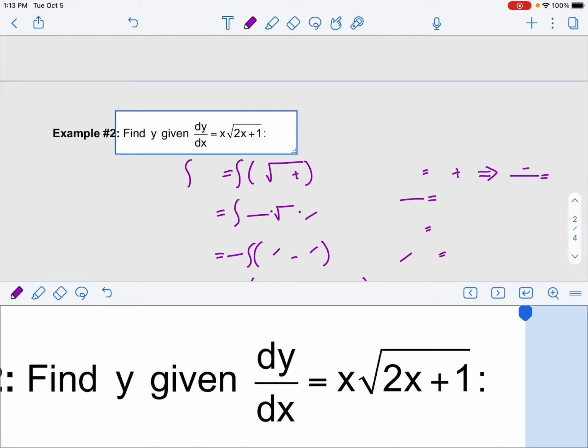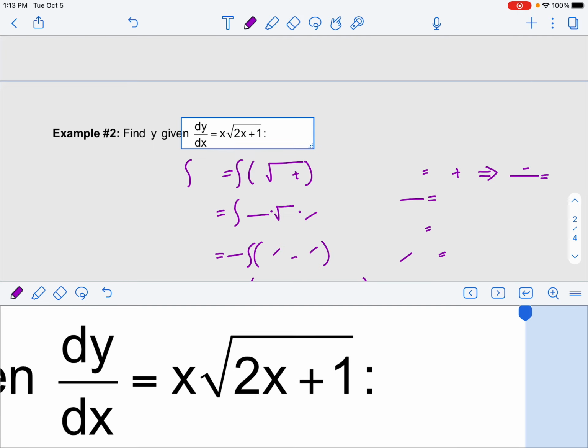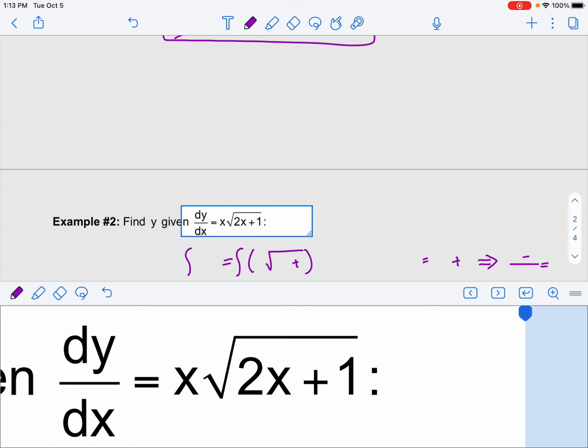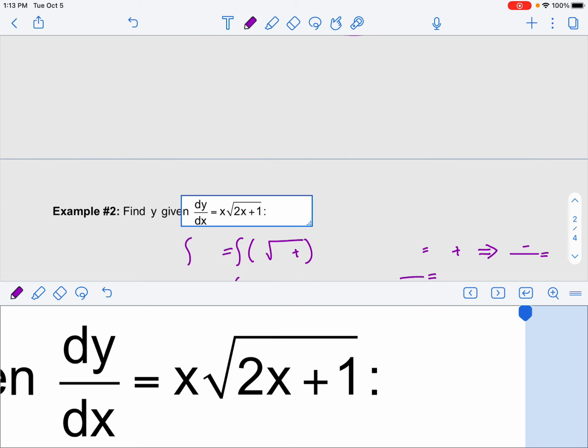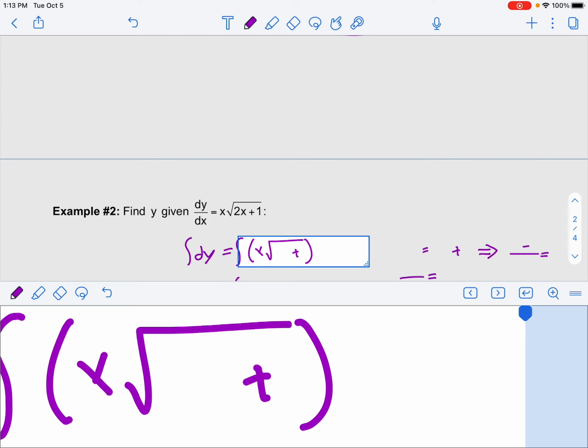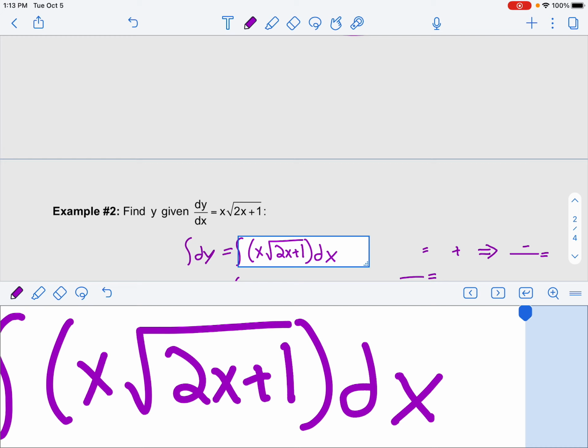Example 2 has us solving a first-order differential equation. It says find y given dy/dx equals x root 2x plus 1. The first thing I'm going to do is separate my differentials, so I'm going to multiply the dx over. So I get dy equals x root 2x plus 1 times dx.